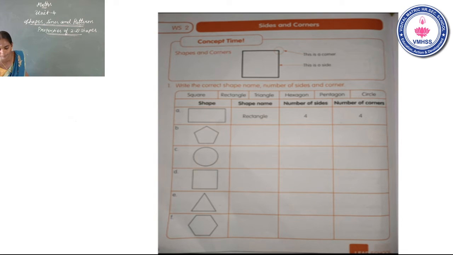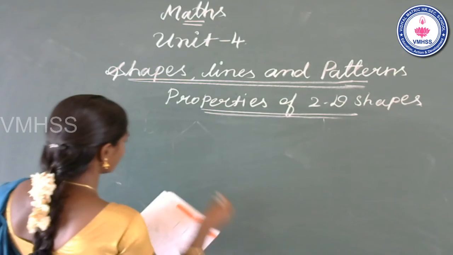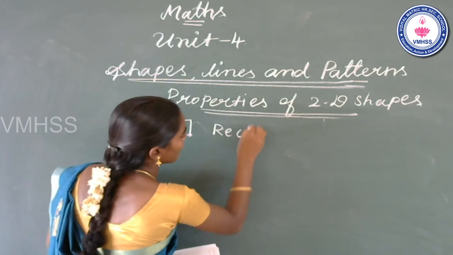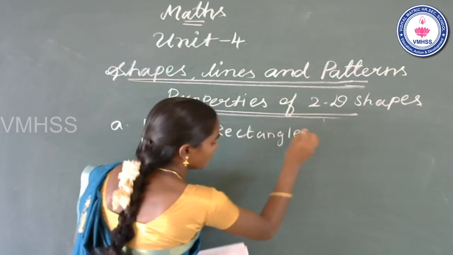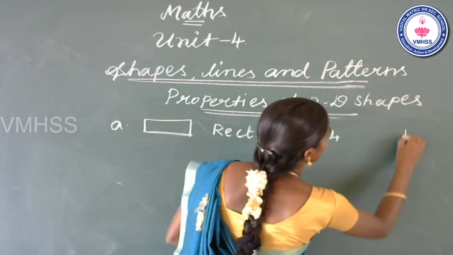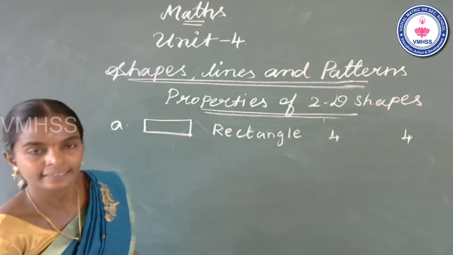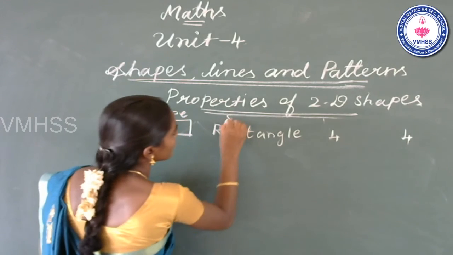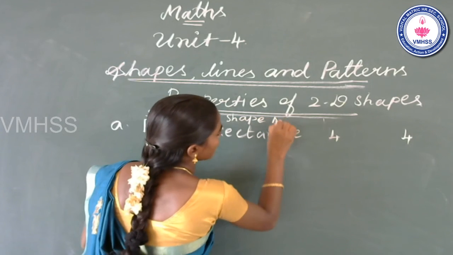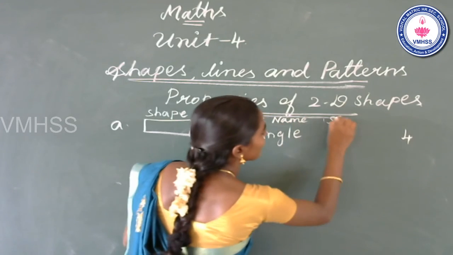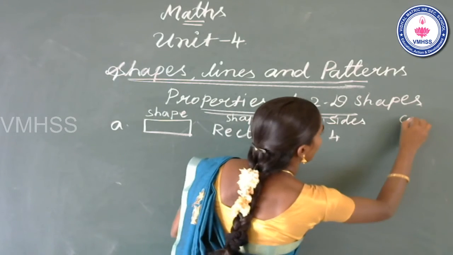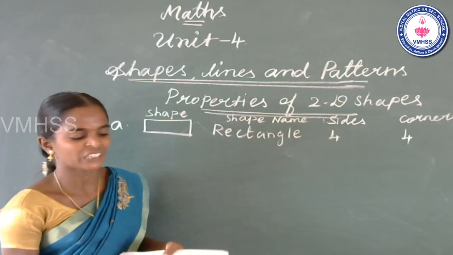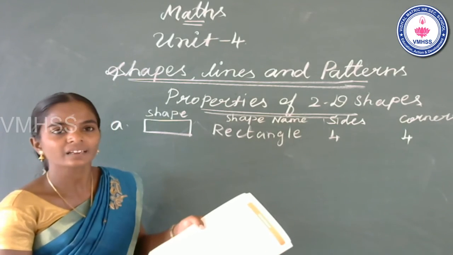Students, listen. First, A, rectangle. This name, rectangle. It has 4 sides and 4 corners. Children, listen. The first one, shape. Second one, shape name. Third one, number of sides. Next one, corners. So, worksheet number 2, page number 76.